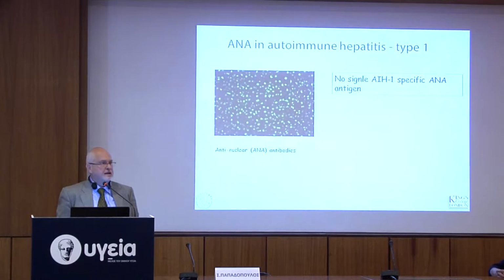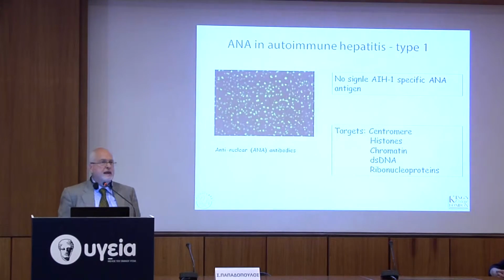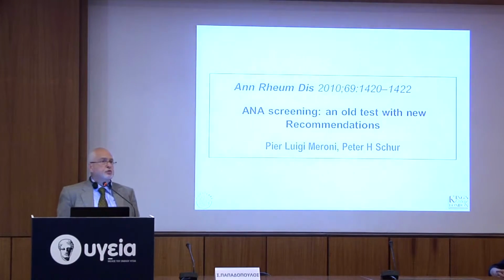So you can find it positive by immunofluorescence, and we see it here. You test with your ELISAs for all other reactivity, you can find all of them negative, but the antibody is still there. And that does not only pertain to liver disease, but also to connective tissue disease, to rheumatological diseases.